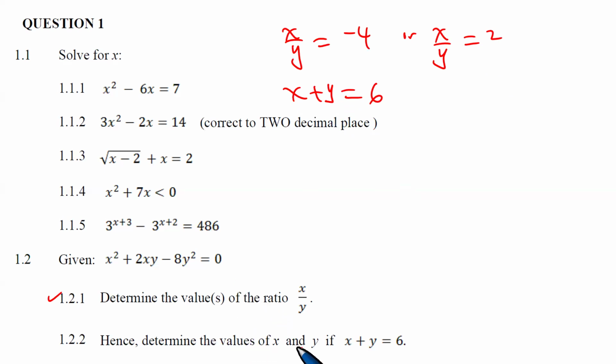Because now we need to determine the values of x and y. So this is becoming simultaneous now. If it's becoming simultaneous, then what is the next thing to be done at this point?